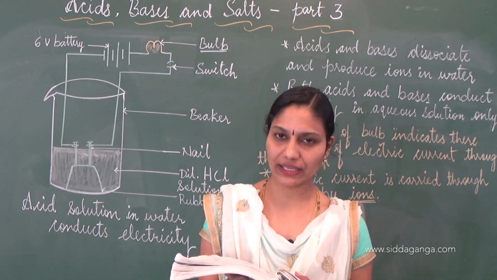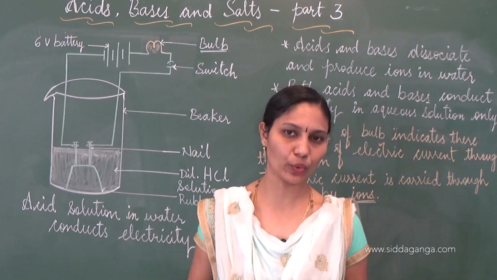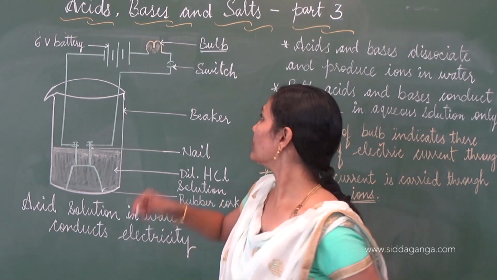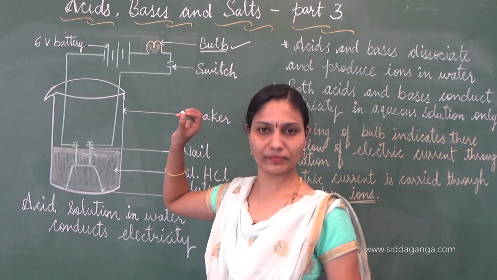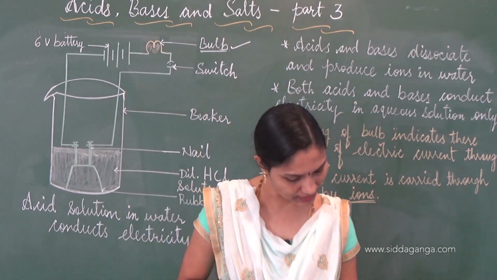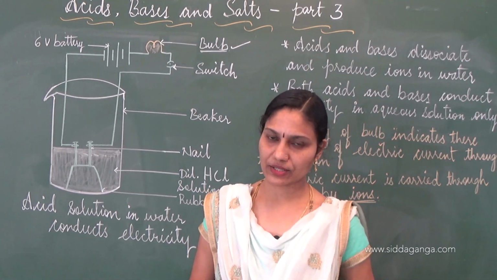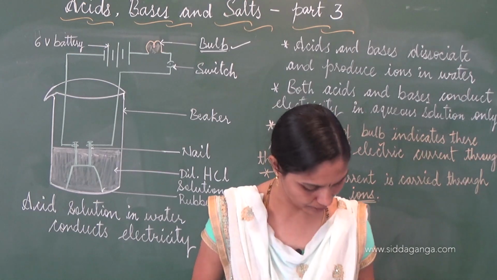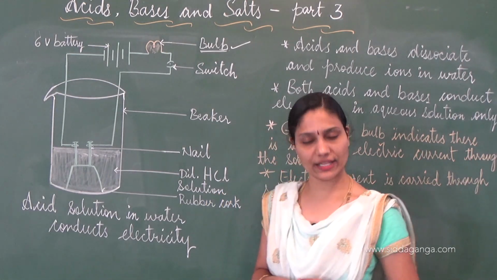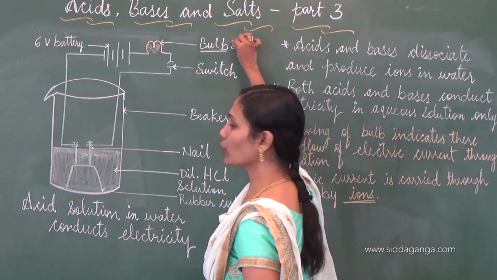What happens is, when dilute HCl is poured, the bulb starts glowing. The bulb here starts glowing with HCl. Similarly, we need to repeat it with dilute sulfuric acid. So, I will read out the observations for you. Even with the dilute H2SO4, with the dilute sulfuric acid, the bulb glows.